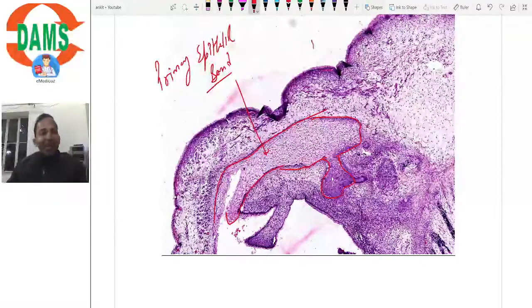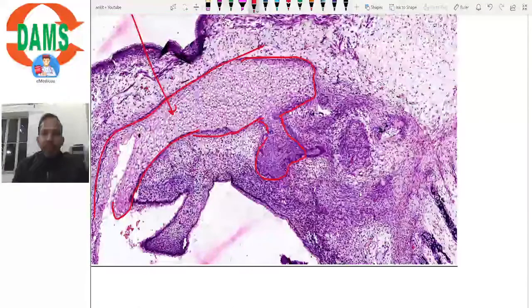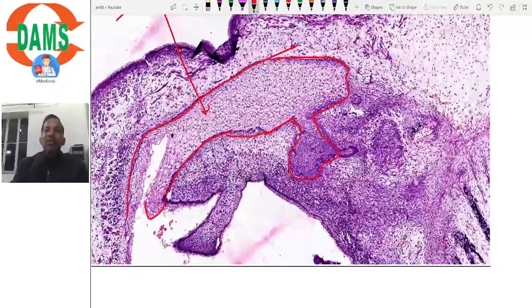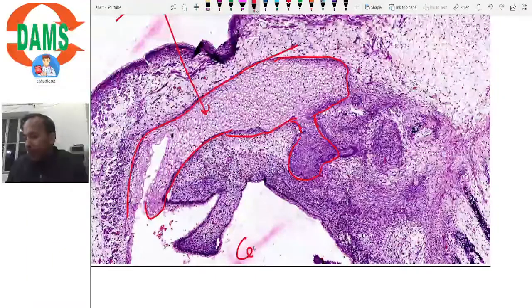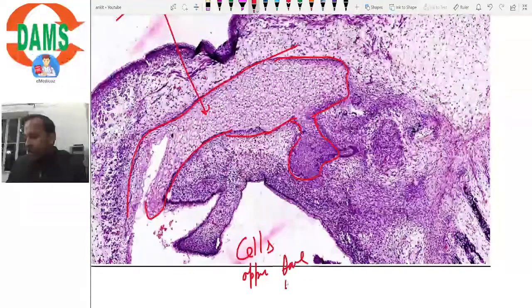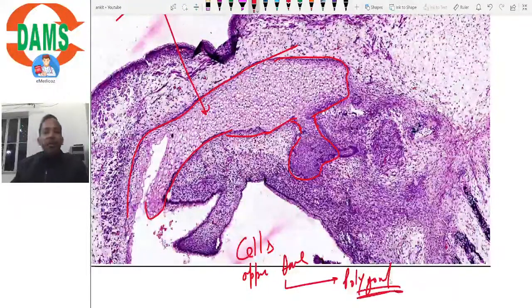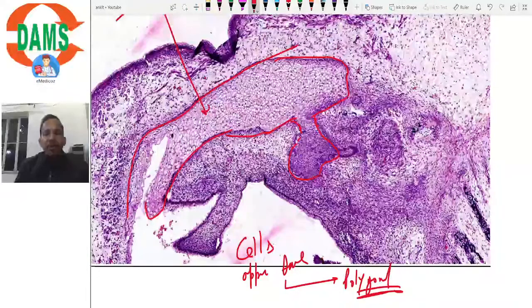So you can identify here the bud stage of tooth development. When you zoom in, you will notice that all these cells are polygonal, of the same shape. Right now there is no morphodifferentiation, isn't it? All these cells appear the same. So this is the bud stage.